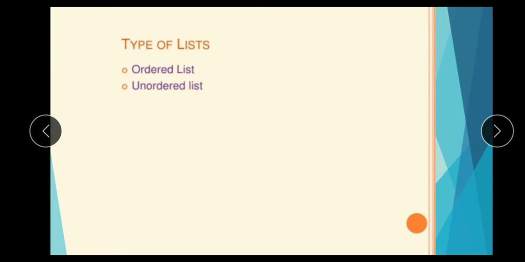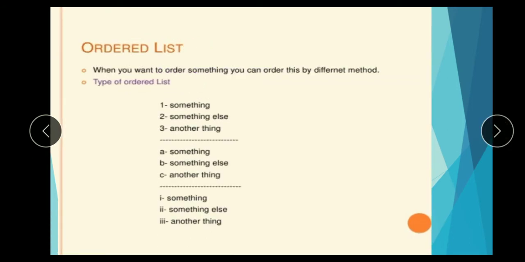Types of list. There are two types of list in your HTML documents. First, ordered list. Second, unordered list. Ordered list: when you want to order something, you can order by different methods. Order is in the form of a sequence. When you do your work in a sequential manner, it is called an ordered list. Types of ordered list here: 1, 2, 3, A, B, C, Roman I, II, III. All these are ordered lists.